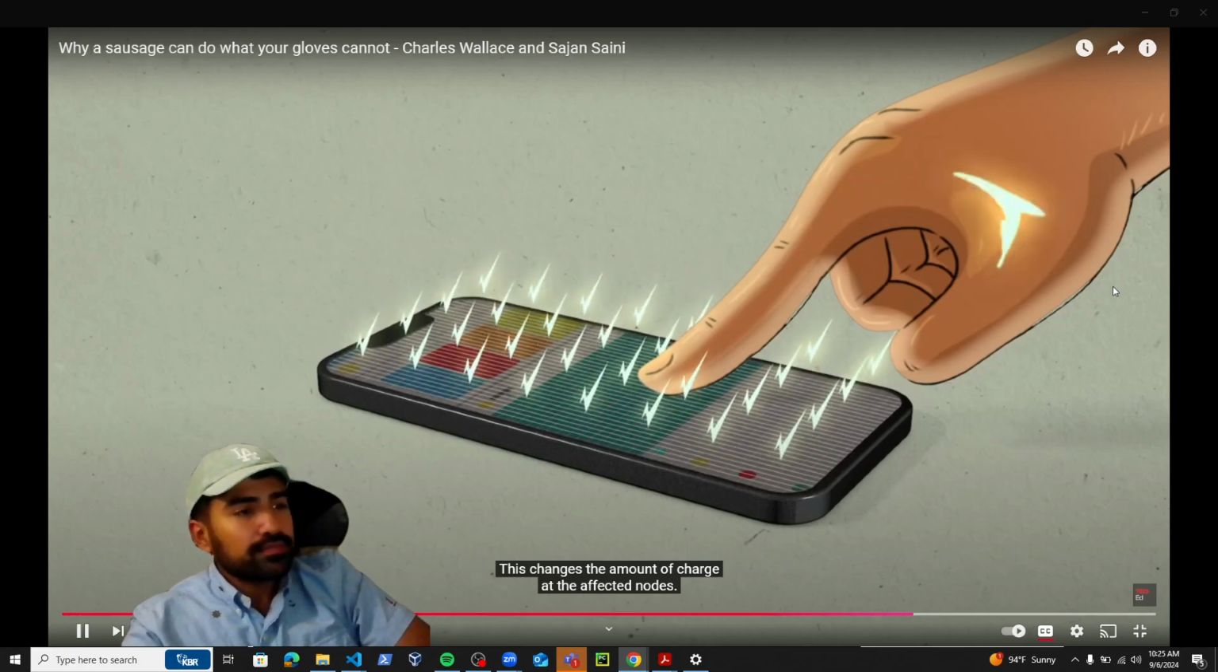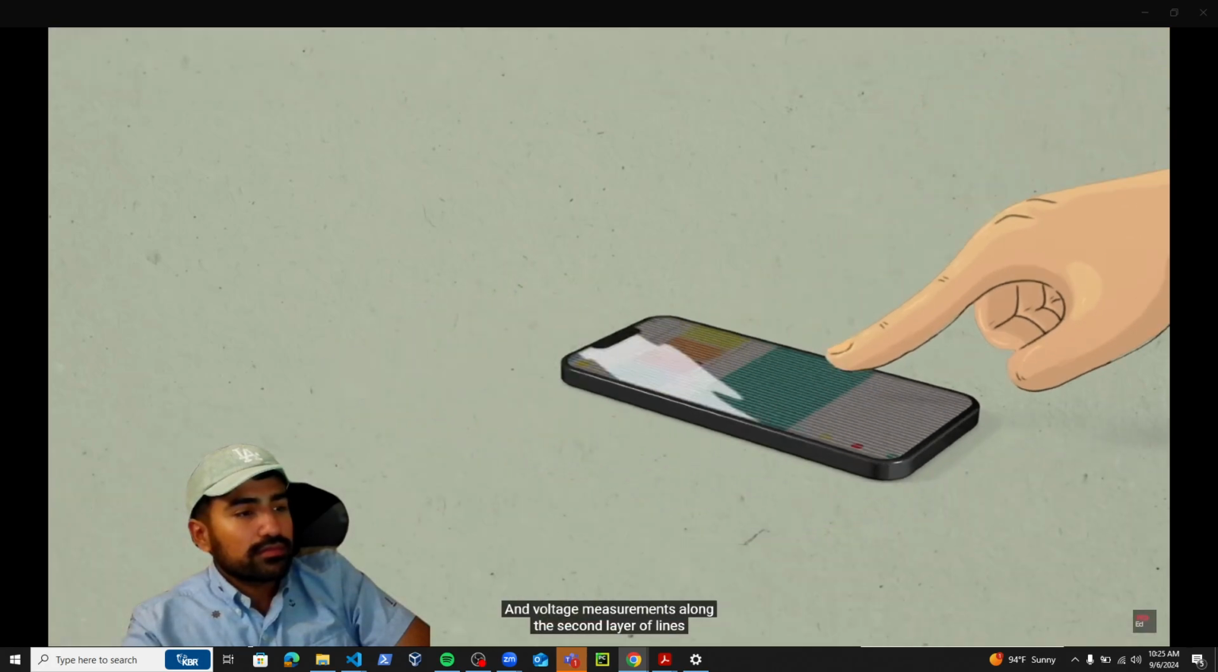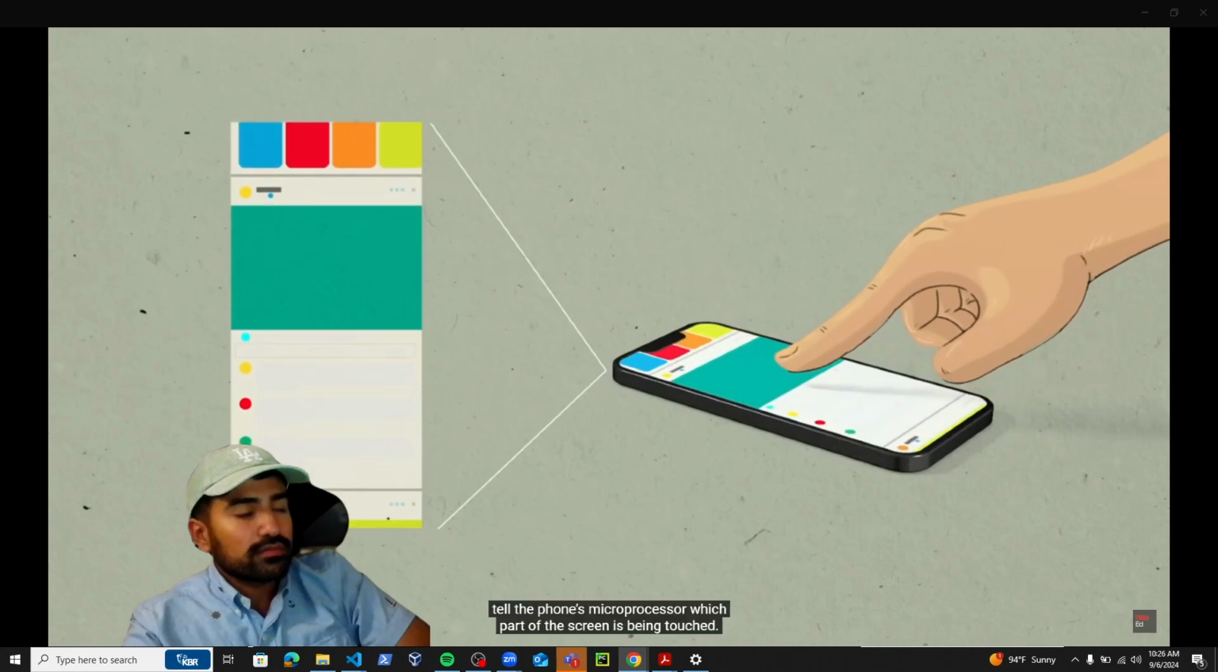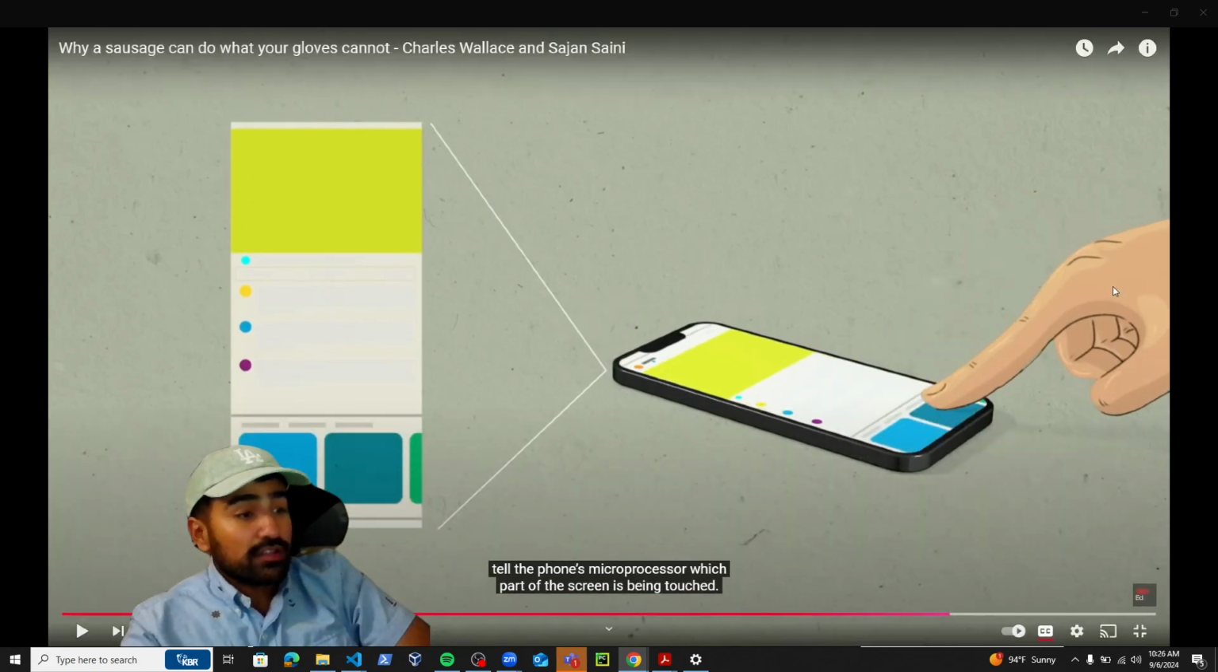This changes the amount of charge at the affected nodes, and voltage measurements along the second layer of lines tell the phone's microprocessor which part of the screen is being touched. Yeah, so remember, microprocessor, that's actually the CPU, the central processing unit. That's the one that's going to receive those input signals and interpret them and say, there's a lot of voltage on this area of the screen. That means that's where we received the touch. And again, you don't have to bend the screen like we did before.